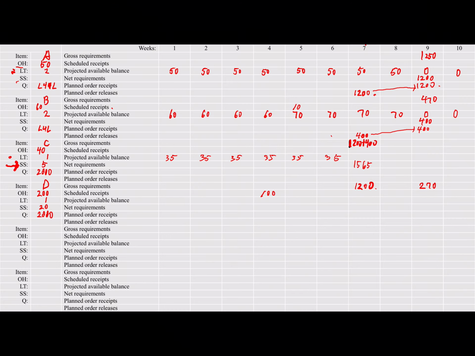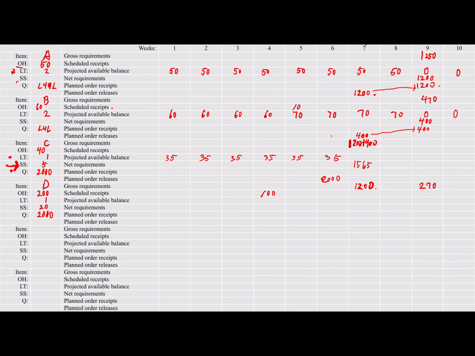And how many should I order? It's a fixed quantity, which is 2,000. Even though I only need 1, I still need to order 2,000. Now I need 1565, which means I need to order 2,000 here.